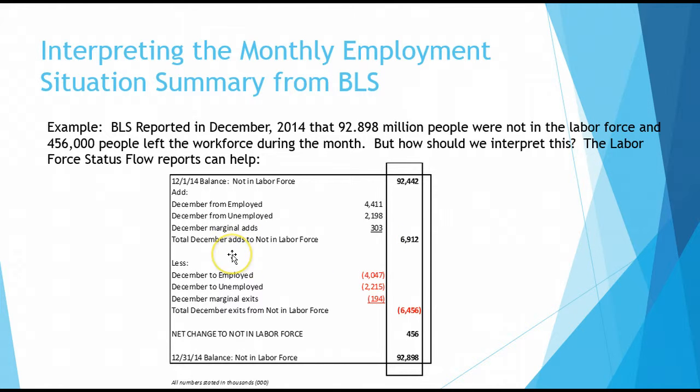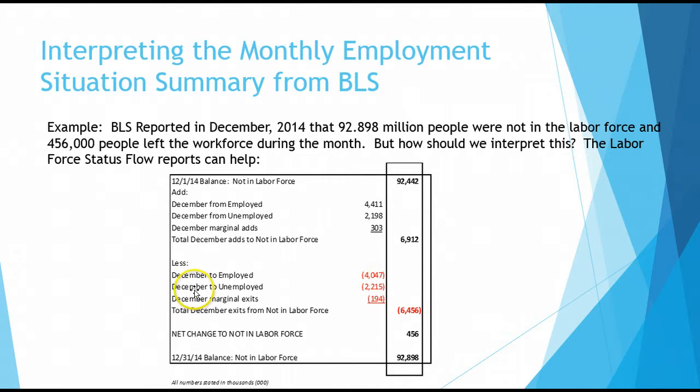Then you have people that are leaving the not in labor force category. These are people that are finding jobs, like you see right here, December to employed. These are people that were not in the labor force and a job fell on their lap and they got a job. That's 4,047,000 people. Quite a bit of a number.